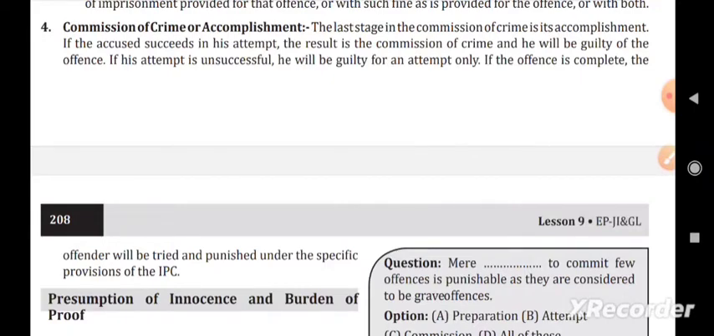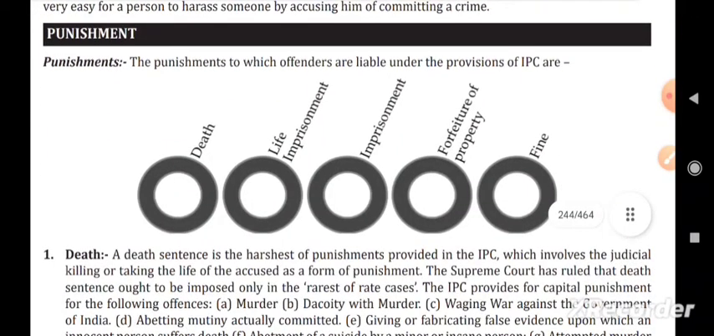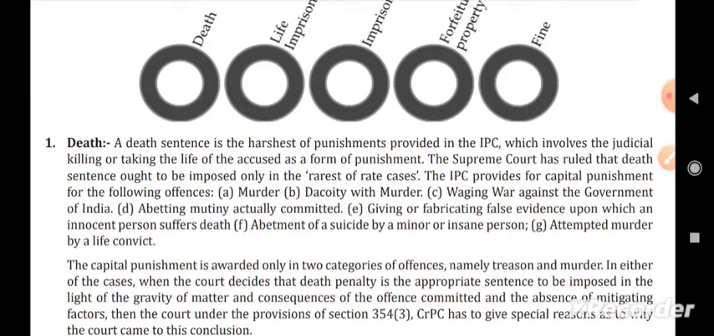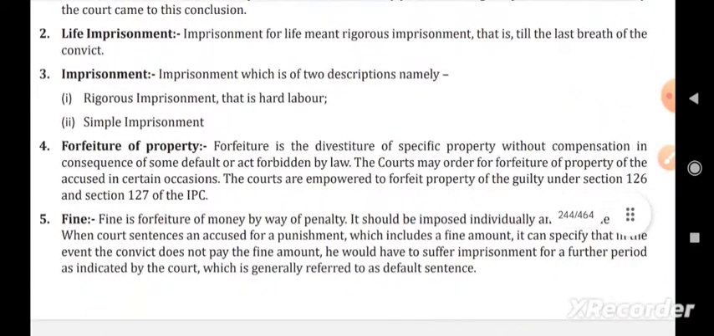So there is the presumption of innocence and burden of proof. A person is innocent until he is proven guilty. So we have the kinds of punishments. Firstly, we have death. Death sentence is the harshest of punishments provided in the IPC, and it is given in the rarest of rare cases. Next we have life imprisonment, prison till the last breath of the convict. Then imprisonment, which is rigorous imprisonment, which has hard labor, and simple imprisonment. Forfeiture of property and fine. The fifth one is fine, which is forfeiture of money by way of penalty. The government will take the person's money by way of penalty.